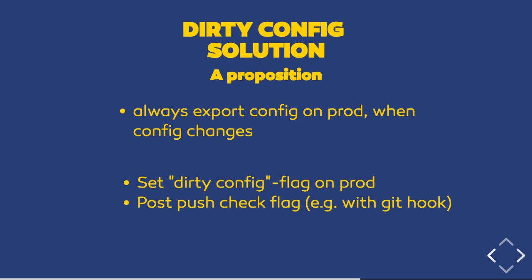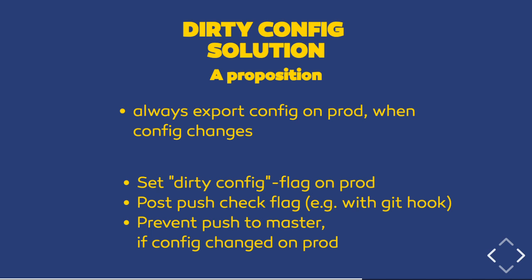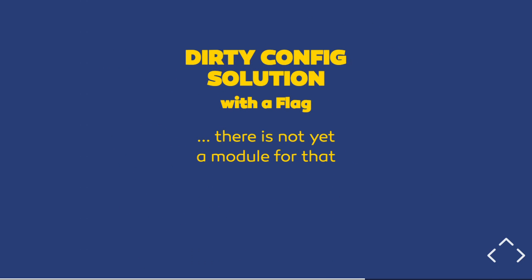Then before pushing to production, you actually check this flag with a git hook, for example. And if this flag is set, you prevent the push to the master, or you at least prevent the build until the flag is cleared due to a sync we have just seen. So if I'm actually pulling something and updating this, then I am able to push to the master again. There are still some quirks you have to work out on this point, but that's the fastest thing we came up with so far. But yet there's not a module for that. So if you have some insights on that, please remind me.